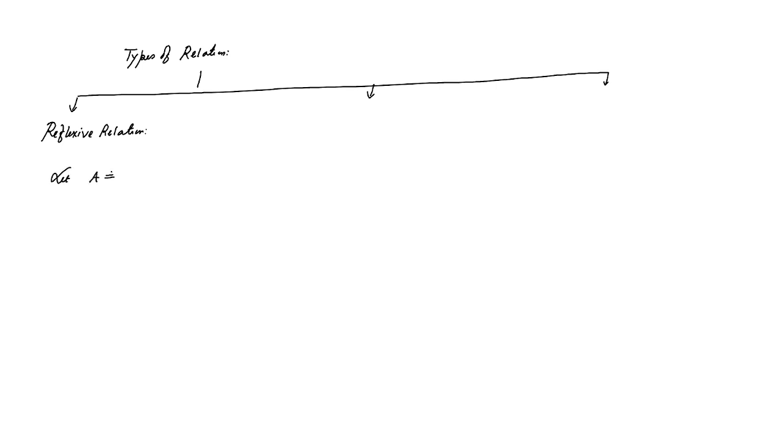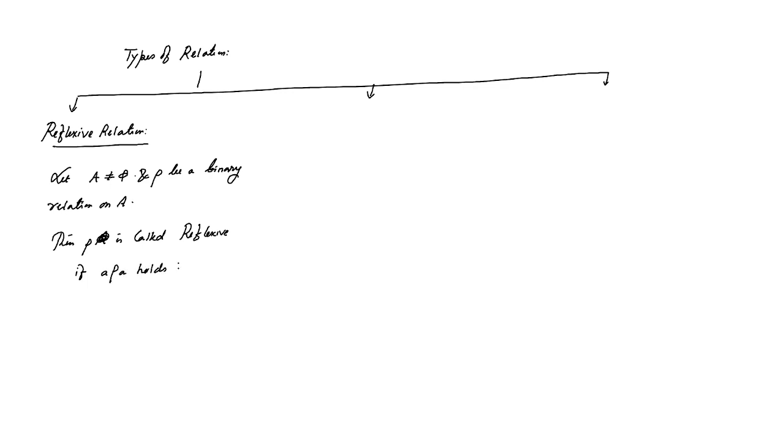so here the definition is: let A be a non-empty set and rho be a binary relation on A. Then rho is called reflexive relation if a rho a holds for all a belongs to A. That is, if (a, a) belongs to rho for all a belongs to A.